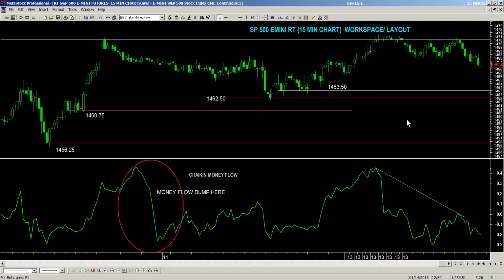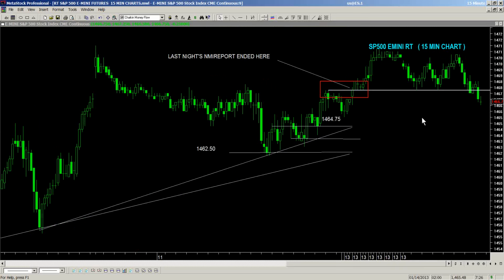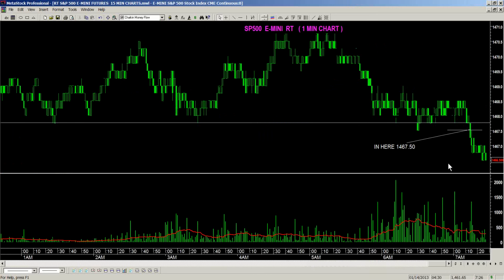Equities should open and start to trade down immediately, catch up with futures. Let's go back to the 1-minute chart and take a look. Here's the point, the preferred point of entry on a 15-minute chart here. Last night's nightly market intelligence report again ended at about this area right here. Gapping down, trading down. Excellent move in play. Here we are again.